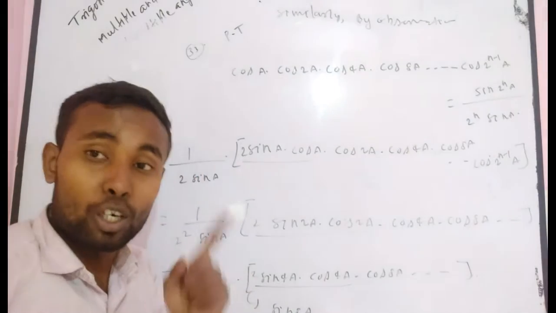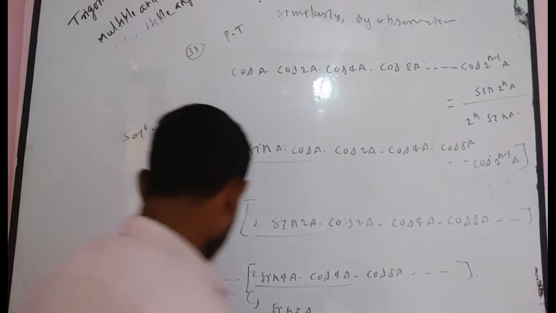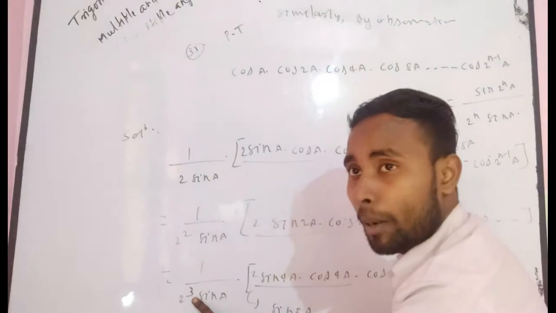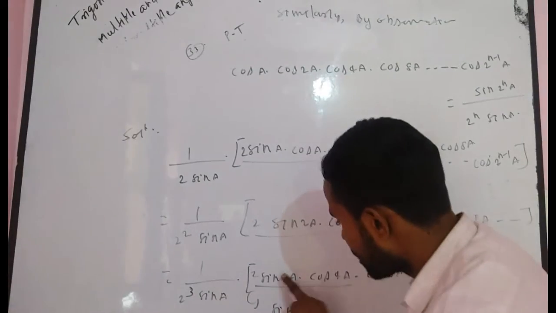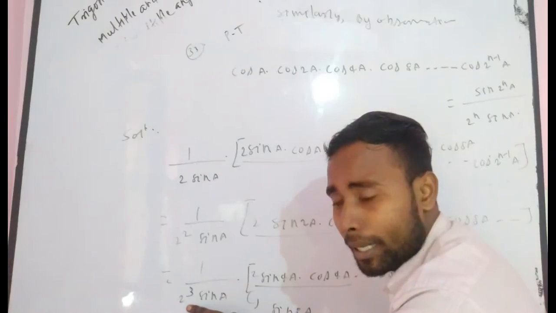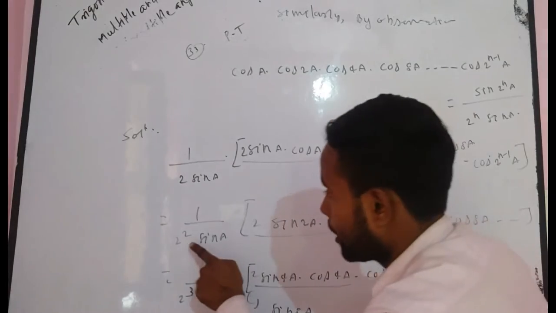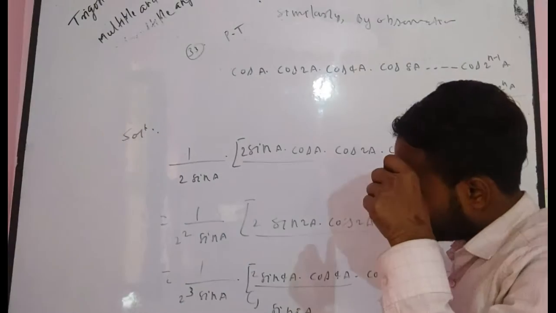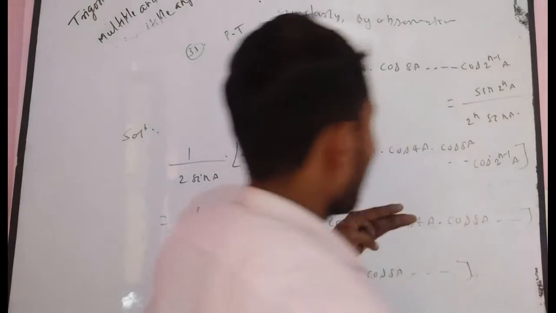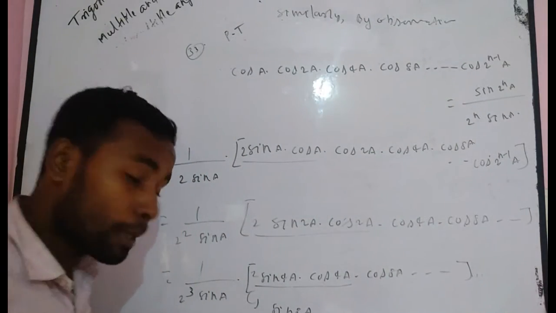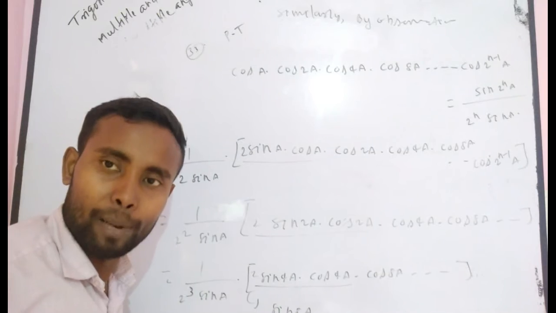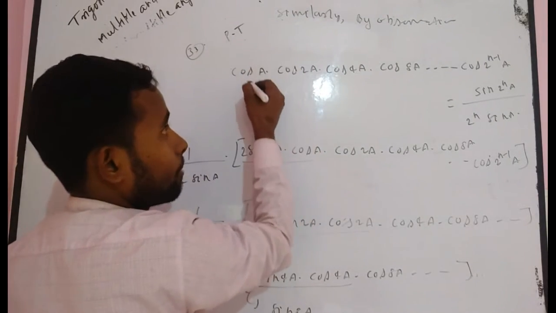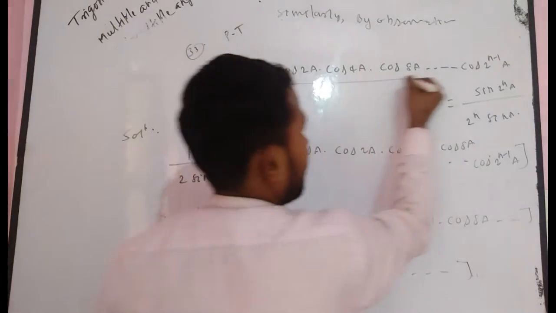By what? That factor will be 2 to the power. If you multiply by 3 here, that means if you raise the power 3, then you get 2 to the power 3, then 2 to the power 2, then 2 to the power 1. This is the observation. That means you can say that if you multiply by 2 to the power n, then it becomes similar.